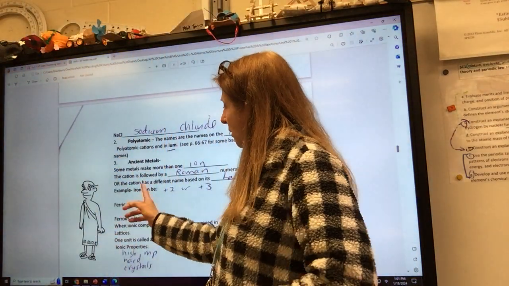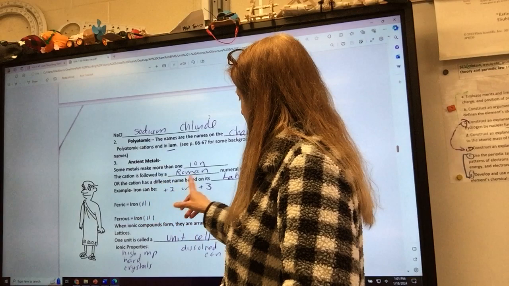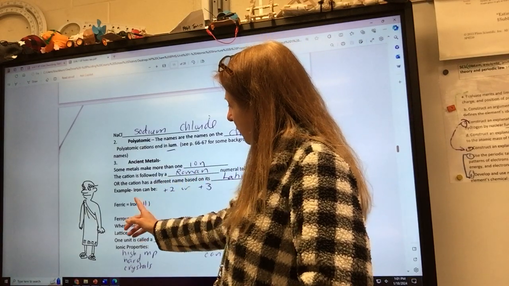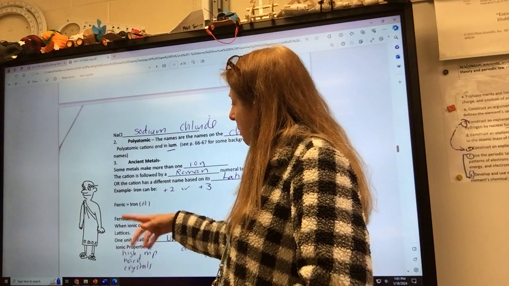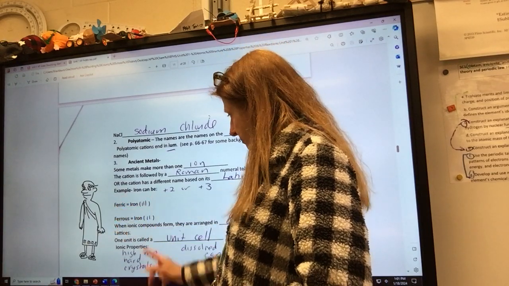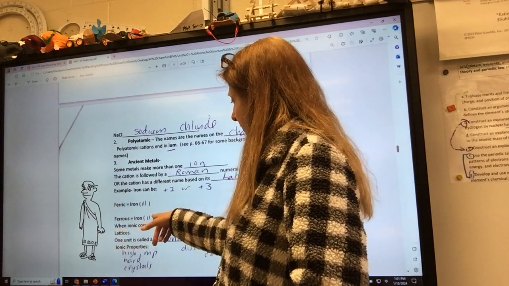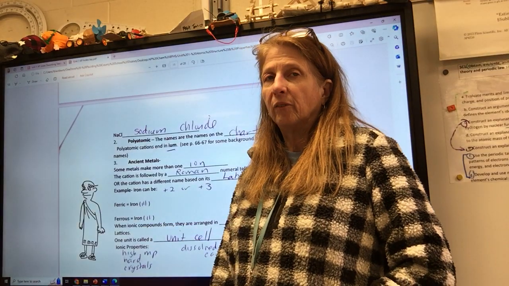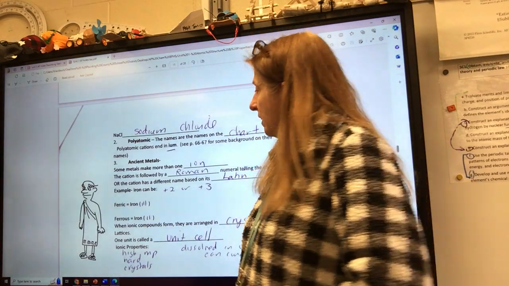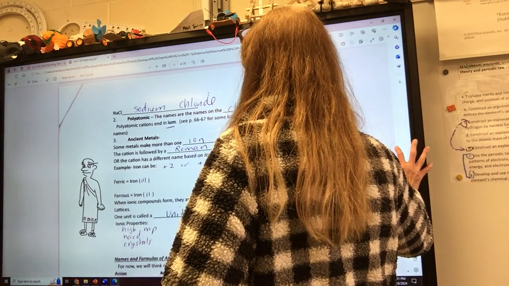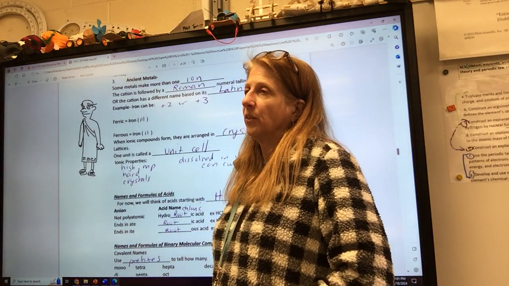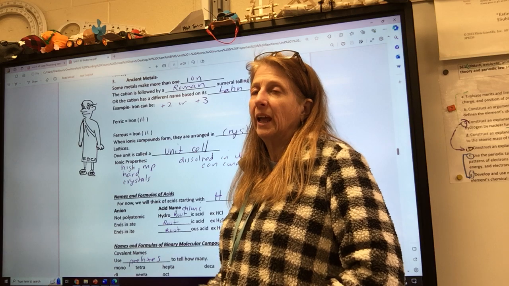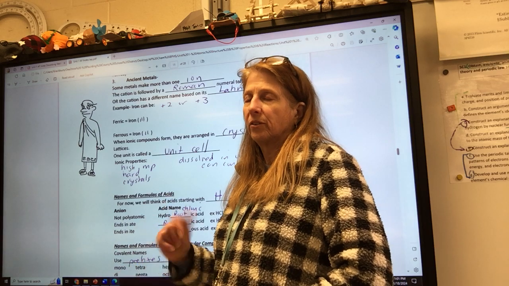So, for example, iron can have a charge of +2 or +3. So if it's 3, it's iron 3, or if 2, iron 2. But if you see ferric, that's iron 3, and ferrous is iron 2. Everybody understand that? So that gets a little more tricky when you're trying to figure out the symbol from the names.